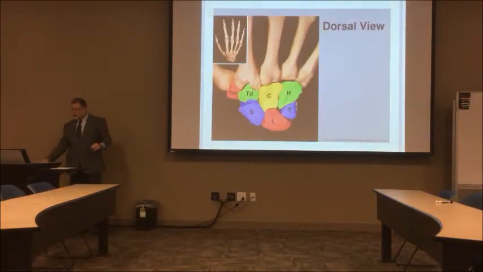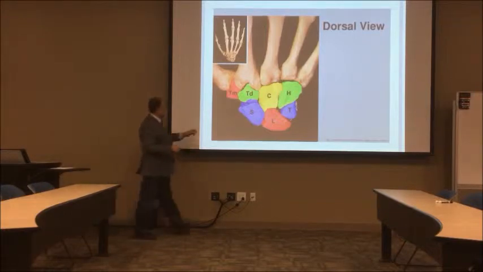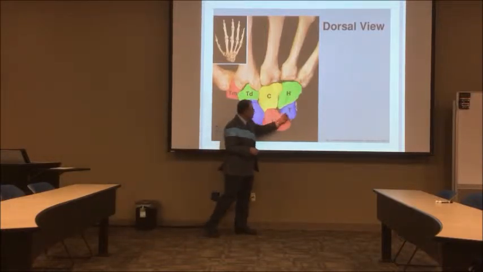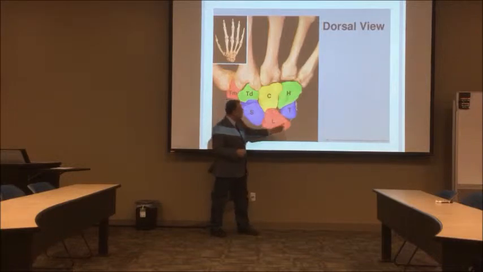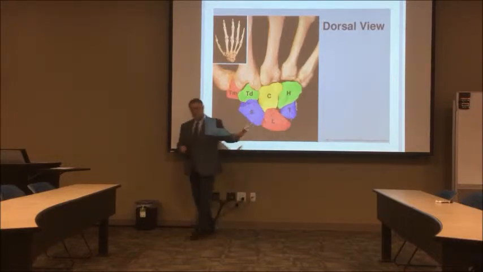A dorsal view of this, and like I told you, you have your scaphoid, your lunate, your triquetrum, but you don't see the pisiform because it's underneath, it's volar.